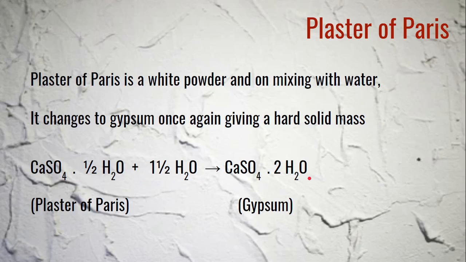Note that only half a water molecule is shown to be attached as water of crystallization. Now, in this reaction, you can observe that only 1.5 molecules of water are added to plaster of Paris. How can you get half a water molecule? It is written in this form because two formula units of CaSO4 share one molecule of water.